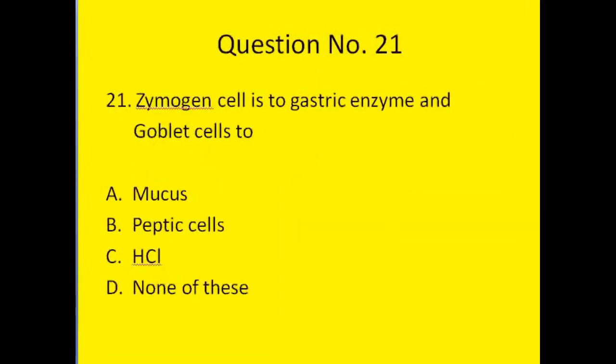Question number 21. Zymogen cell is to gastric enzyme, and what do we get for the goblet cells? So this is the question. Zymogen cells are for the secretion of gastric enzymes. Goblet cells are responsible for the production of mucus. Peptic cells are absent, they are not there. And HCl is a digestive juice, which will be poured into the stomach along with the digestive juice. None of this. So the correct option is A. Zymogen cell is to gastric enzyme and goblet cell to mucus.